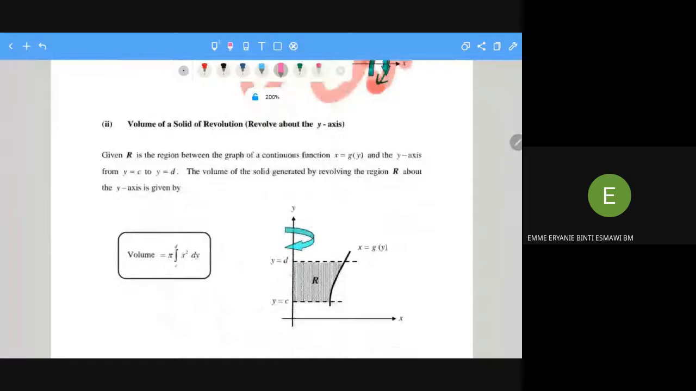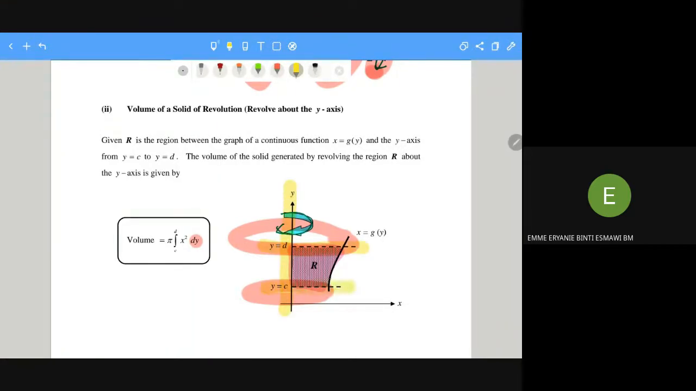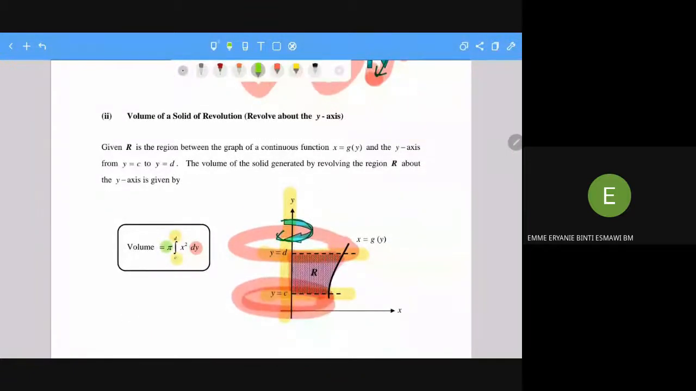So the same formula juga when we want to rotate dekat paksi y. Bayangkan ini adalah our region R that we want to rotate dekat paksi y. So it's gonna look like this. 360 degrees rotate macam ni. Jadi disebabkan rotate dekat paksi y, it must be dy. So bila dia mesti dy, we have to look at the limit yang dekat paksi y juga. So put the limits yang dekat paksi y. And don't forget the formula mesti ada pi dekat depan sekali dekat luar. Why is there pi dekat luar bukan kat dalam?